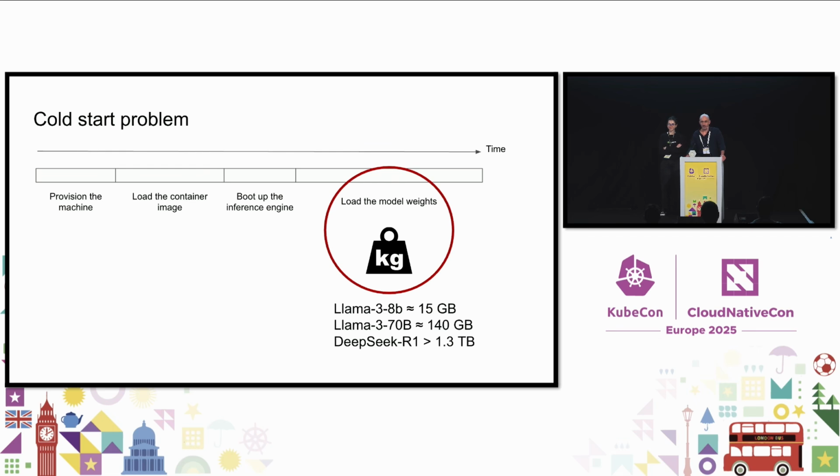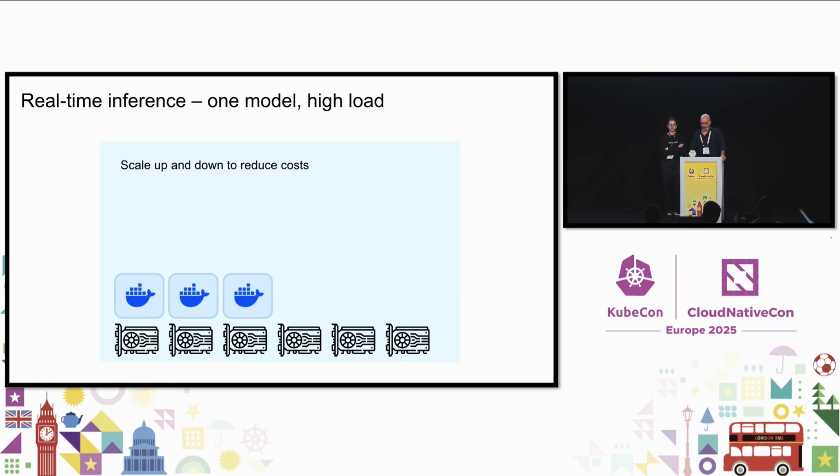DeepSeek R1, right, more than 1 terabyte. So that's huge. That's huge, and it can take many minutes. It can take sometimes more than 10 minutes just to download the weights and load into the GPU. So our goal is to accelerate that process. And why is it that important? Just a few slides about that.